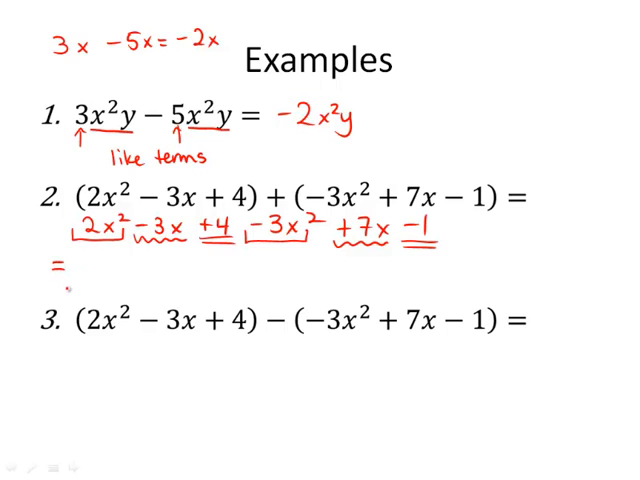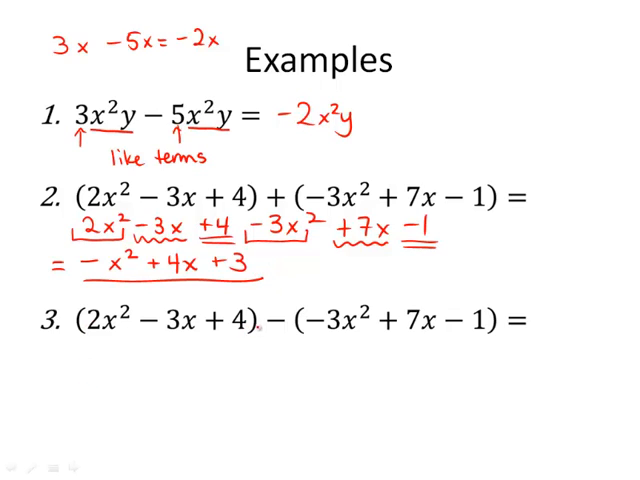So let's combine the like terms, and we'll start with the highest degree first. So the x squared terms, we have 2x squared minus 3x squared, giving us negative 1x squared. Notice that often we do not write the 1, however it is there, it is implied. Negative 3x plus 7x is positive 4x. And 4 minus 1 gives us positive 3. There is our final answer. Notice usually we answer in decreasing exponential form.